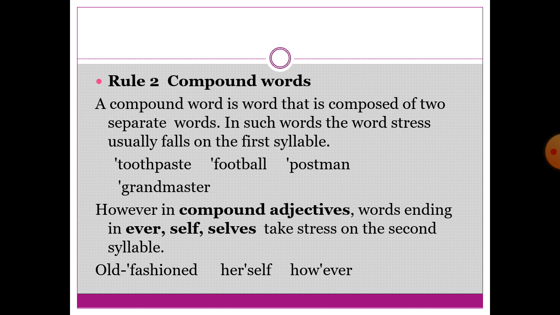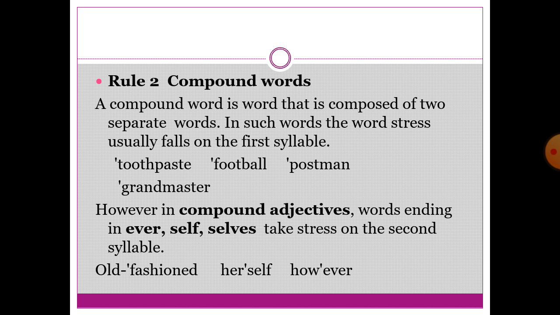But there is an exception to this. However, compound adjectives and words ending in ever, self, selves take stress on the second syllable. Now let us know what compound adjectives are. In the first case, toothpaste, football, postman are nouns. Football is an object, it's a noun. A postman is a man who carries letters, so he is a noun.